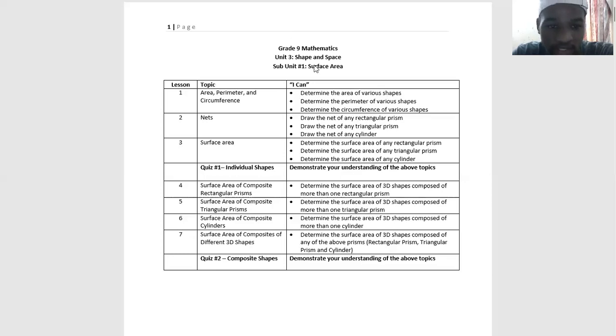At the end of this lesson, I'm expecting you to know how to calculate the area of various shapes, to know how to calculate the perimeter and the circumference, and how to draw the net of any shape, any prism, any cylinder. And for surface areas, you have to know how to calculate the surface area of any rectangular prism, triangular prism, and any cylinder, just like in the nets. And then we'll have a mini quiz after that.